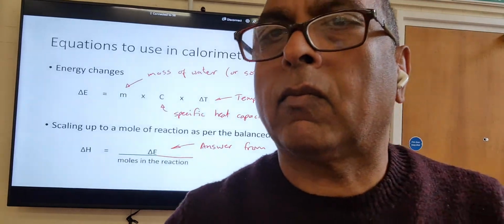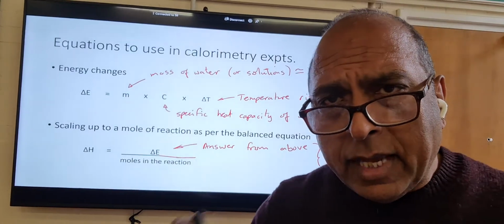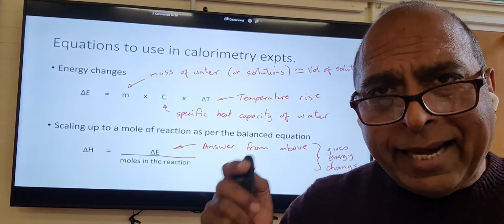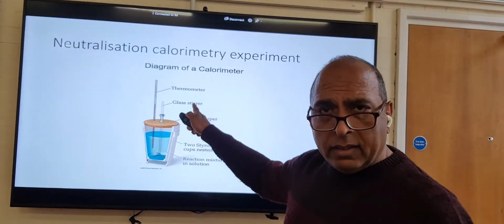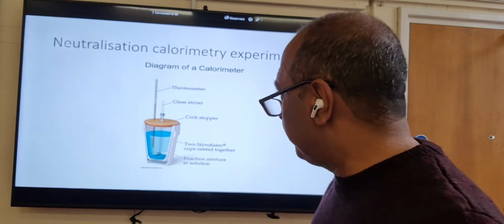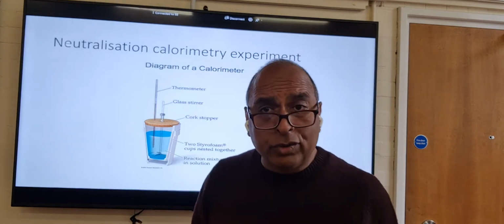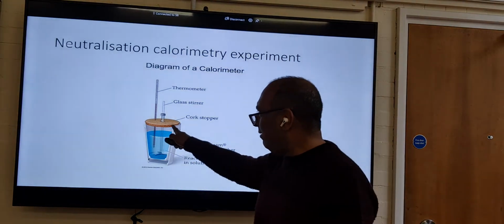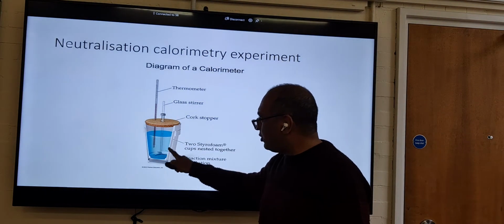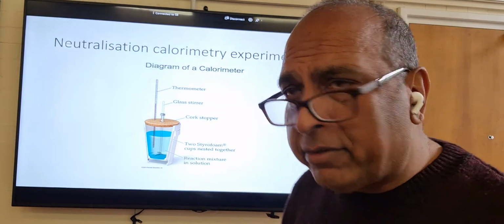Well, let me show you on my PowerPoint. That experiment that I've just demonstrated is a neutralisation. It's an acid-alkali reaction. That's the ideal apparatus we would use. Schools don't have that kind of apparatus. If your school does, count yourself lucky. My school doesn't have that kind of apparatus. We don't have a cork stopper. We do have glass stirrers. We don't have this setup. We don't use 2 coffee cups. We just use a beaker and a coffee cup.